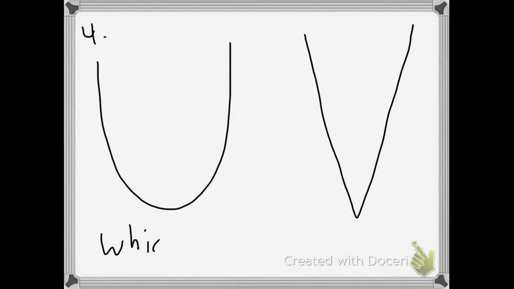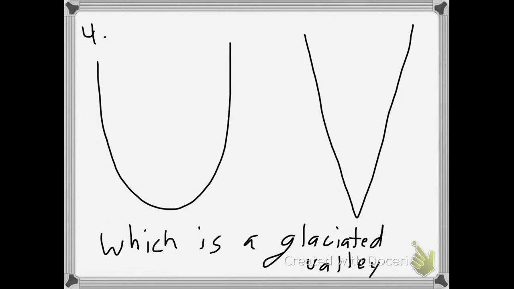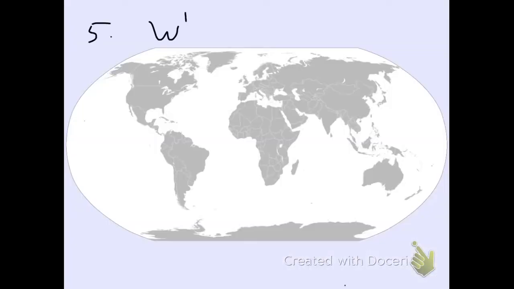Question number 4, I have a U on the left and a V on the right. Which one is actually a glaciated valley? Is a glacier indicated by a U shape or a V shape? And that is a U.